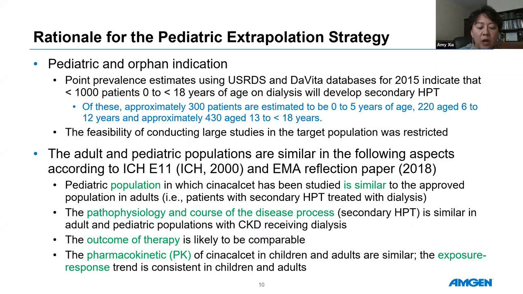An observational study showed that in 2015, there were fewer than 1,000 pediatric patients on dialysis who developed secondary HPT. So conducting a large study in this population is not feasible. Qualitatively, the rationale for extrapolating the efficacy of this drug from adults to pediatrics was examined very carefully and justified based on those guidance documents. First, the pediatric disease population is similar to that for adults. The pathophysiology and the course of the disease process are similar, and the outcome is likely to be comparable. Finally, PK modeling of the pediatric data also shows that they are very similar to the adult data.